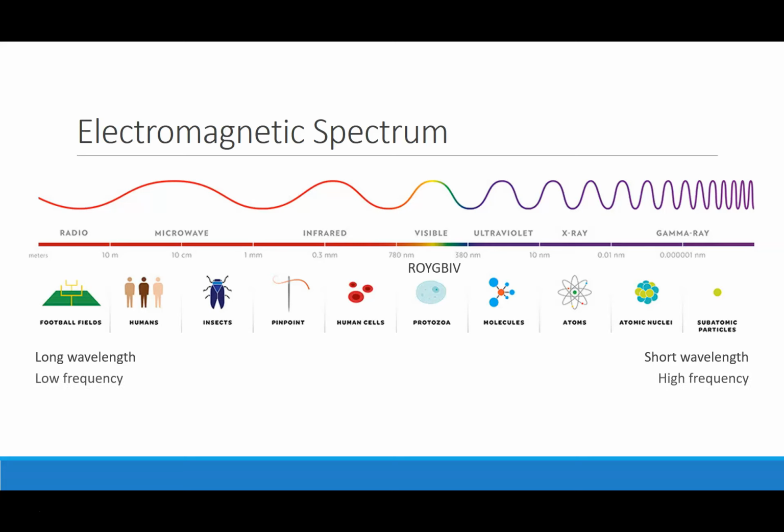The longer the wavelength, the lower the frequency. The shorter the wavelength, the higher the frequency. This is true in terms of energy also. The longer the wavelength, the lower the energy. The shorter the wavelength, the higher the energy.